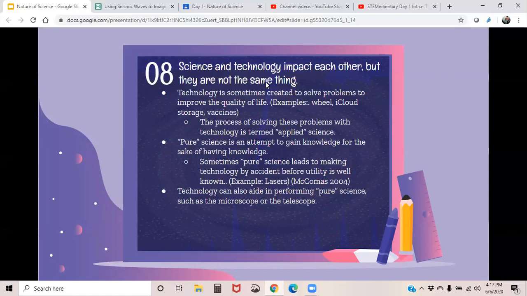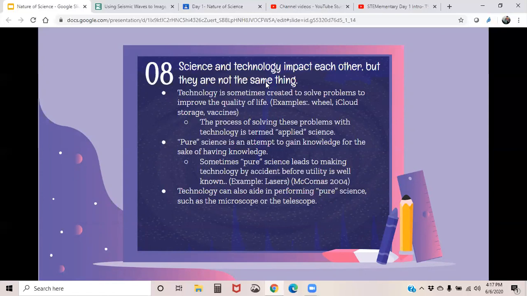And so whenever we try to solve problems using technology, we call that an applied science. Whereas pure science is, like I mentioned, the attempt to gain knowledge for the sake of just having knowledge about the world. And so sometimes pure science leads to making technology on accident. One example that McComas gives in his article was lasers. It wasn't until later that people started figuring out all the things that lasers could actually do to improve the quality of life for people.